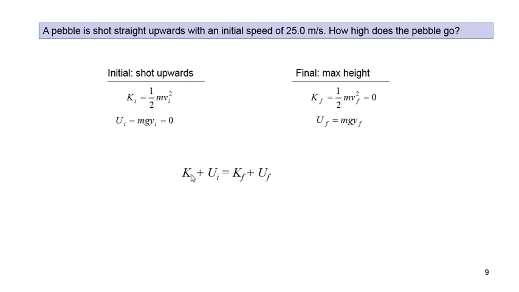So now I can use my conservation of energy equation, and I plug in all the values and expressions that I have. Again, you'll see that the m cancels, which is nice. Here I've plugged in my initial speed, and I've plugged in for g. I can cancel out the m, and then I can solve for y final.